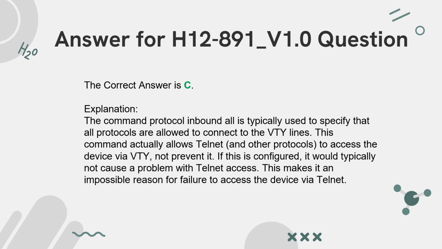The command protocol inbound all is typically used to specify that all protocols are allowed to connect to the VTY lines. This command actually allows Telnet and other protocols to access the device via VTY, not prevent it. If this is configured, it would typically not cause a problem with Telnet access. This makes it an impossible reason for failure to access the device via Telnet.